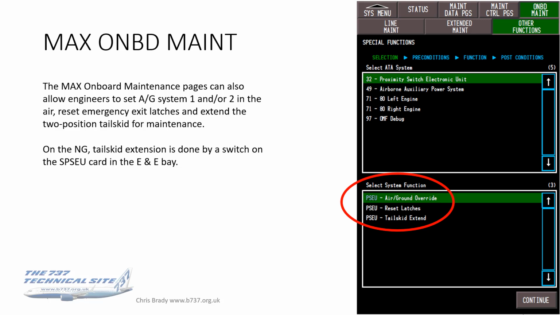The OMS pages can also allow the engineers to set the air-ground systems in the air, reset emergency exit latches, and extend the two-position tail skid on SFP aircraft for maintenance. On the NG, that's done by a switch on the card in the E&E bay, so it's much easier to do a lot of things with this OMS system.